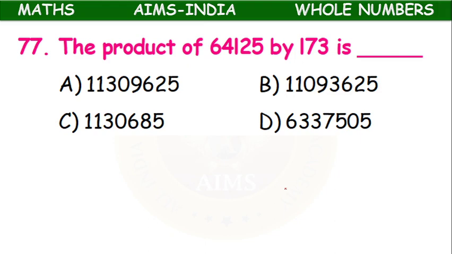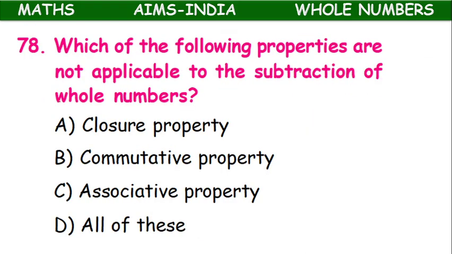Next, the product of 64,125 by 173. It's a simple product, children, multiplication. So 73rd question, do it as a homework and find the answer. Next.